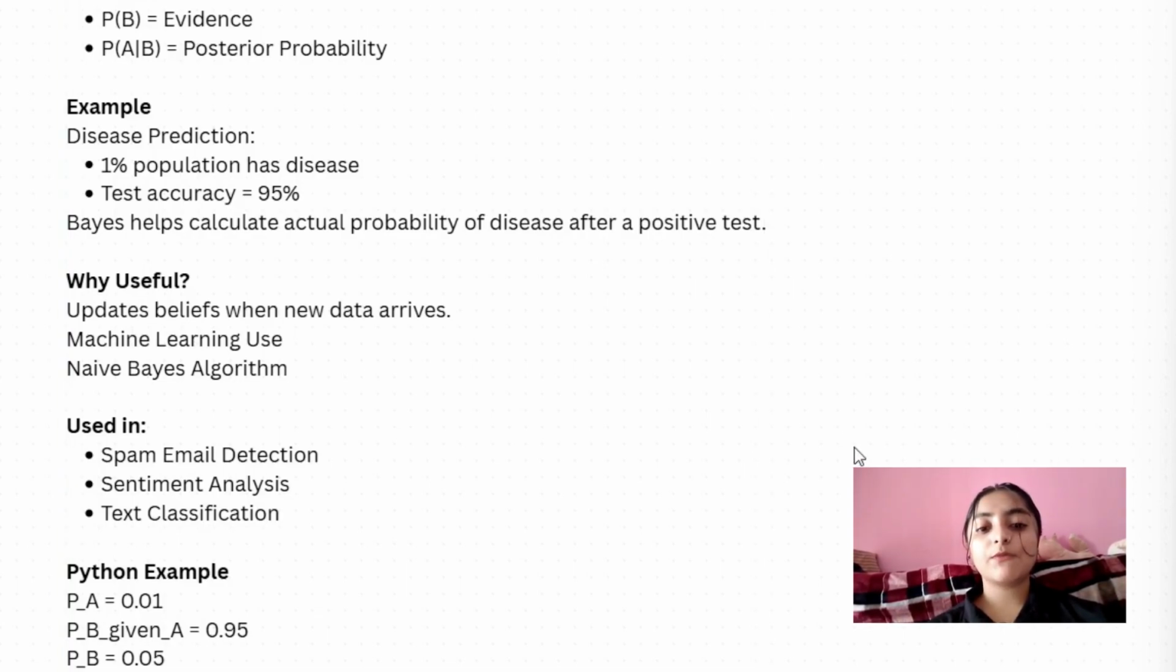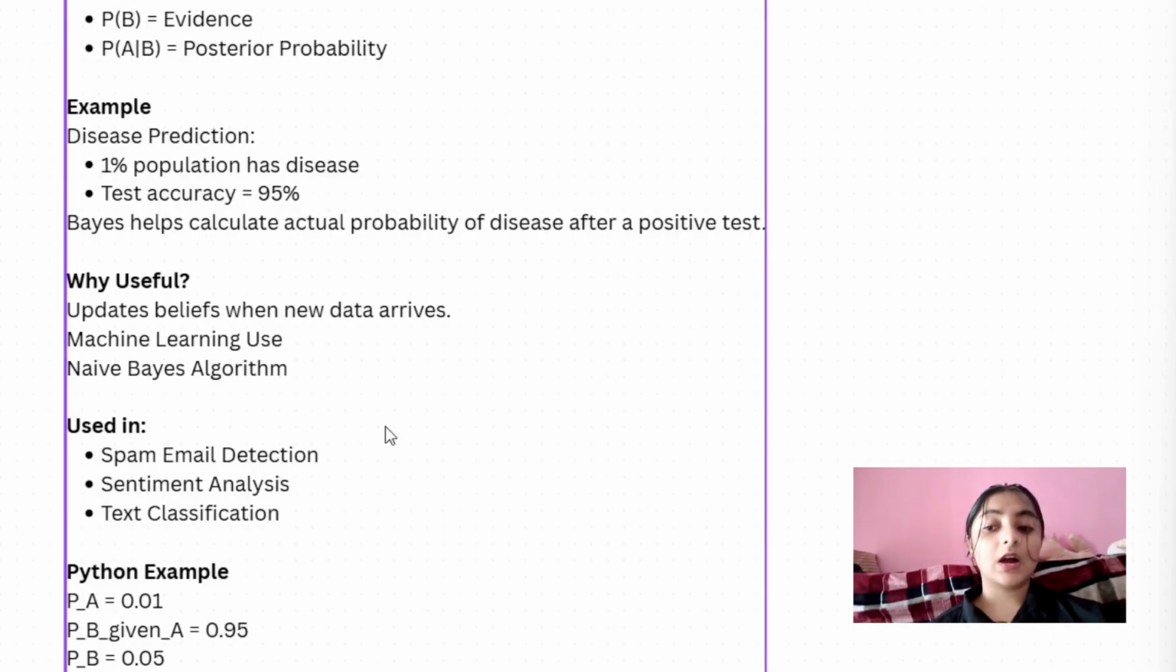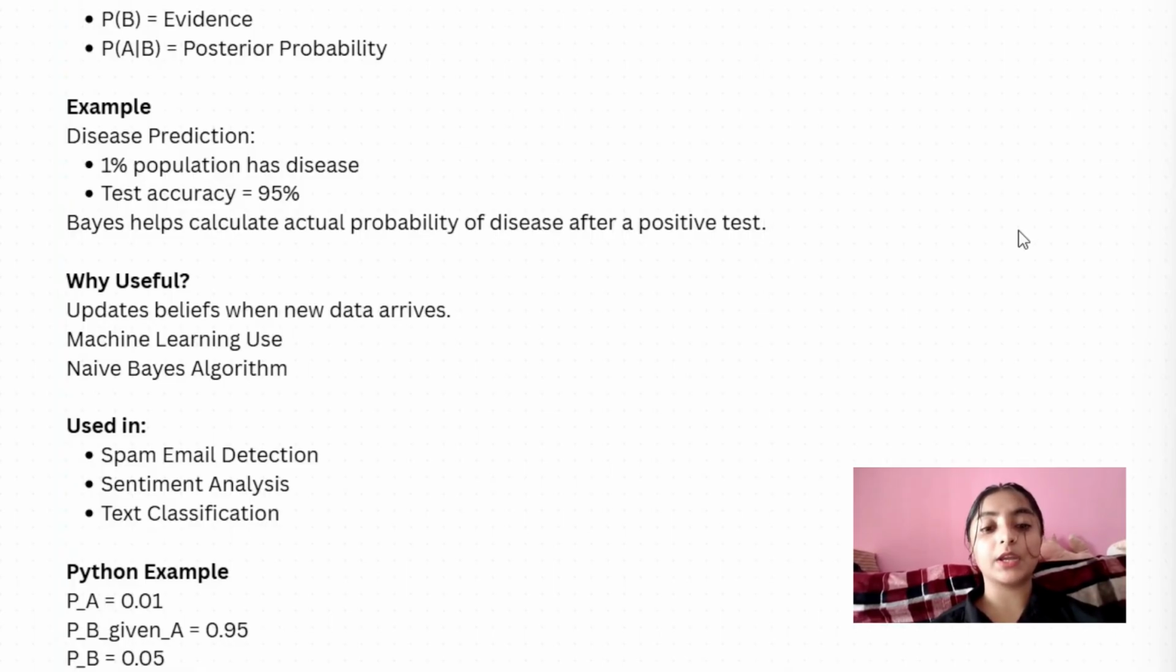Now we'll see why it is useful and where we use it in machine learning. Bayes theorem helps us update predictions, and machine learning also uses it in the Naive Bayes algorithm. It helps us update beliefs by taking new evidence, improves decision making, and improves accuracy when new data arrives. So this is the usefulness of Bayes theorem.